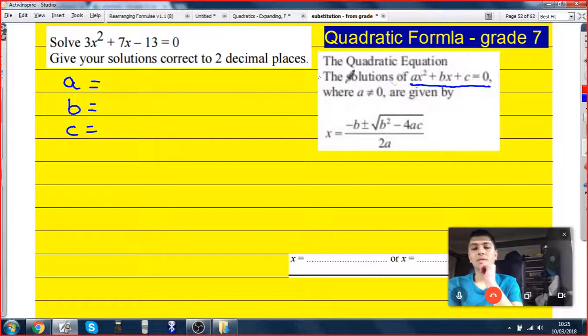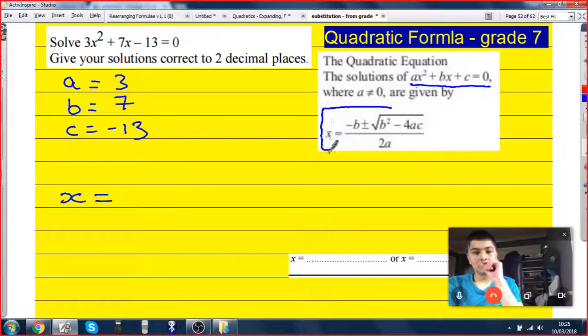All quadratics can be written in the form ax squared plus bx plus c. Is A 3? Yeah. And then B is 7. Yeah. And C is minus 13. That's it. So for this one, x equals, and using our formula, what do we do? Right, so in the top bit of the fraction, the numerator, we would put minus 7.